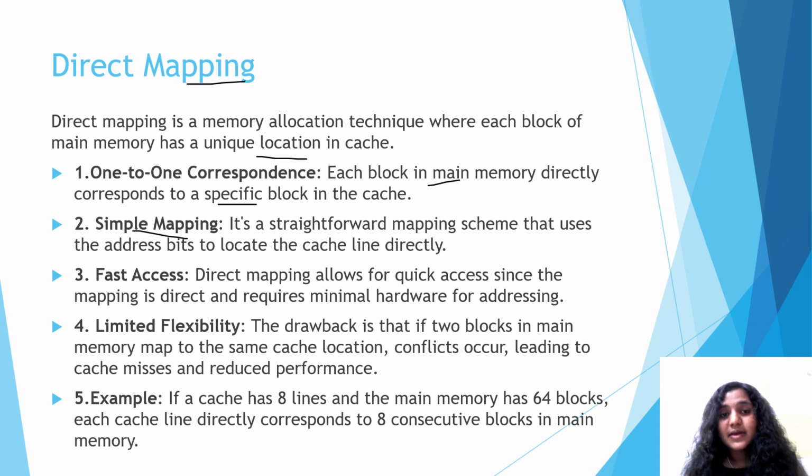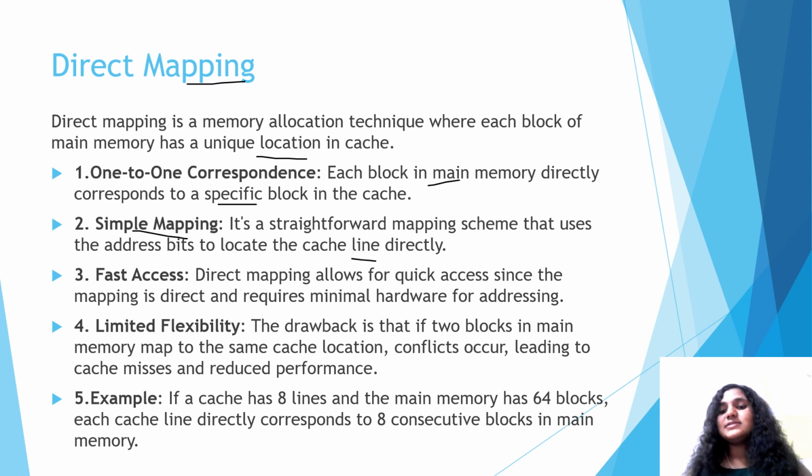Next we have simple mapping. This is a straightforward mapping scheme that uses the address bits to locate the cache line directly. This is the first type, and it is very simple compared to the other two types. Then fast access. Of course, we use the cache memory for fast access, but these are the functions used to make it even faster to access. Direct mapping allows for quick access since the mapping is direct and requires minimal time, and this is very simple compared to the other two.